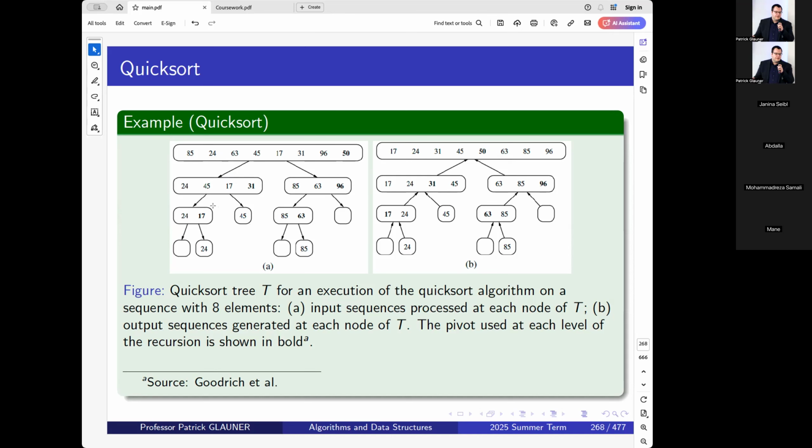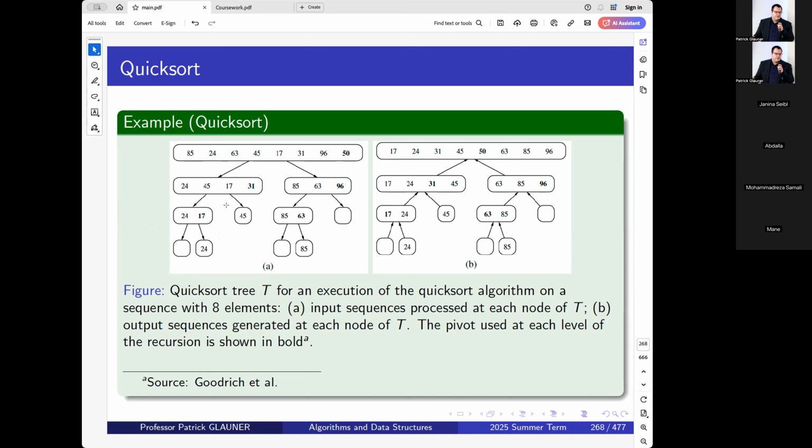Now, this left one here has two elements, so we need to do this again. We pick the 17 as the pivot. There's nothing smaller than the pivot, but the 24 is greater than the pivot. So we have these two lists here. An empty list, we are done. And if we have a single element in a list, we are also done because there's nothing to pivot or sort anymore.